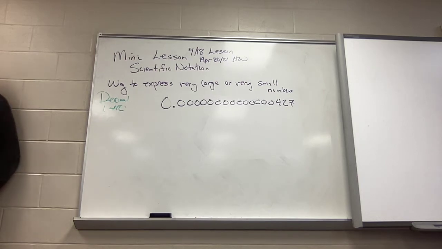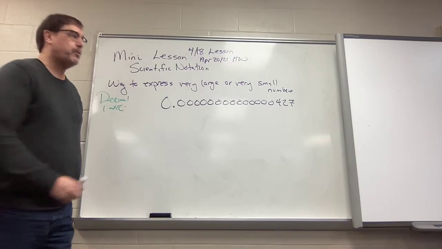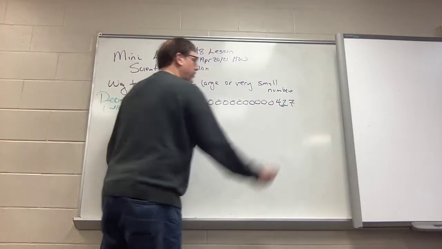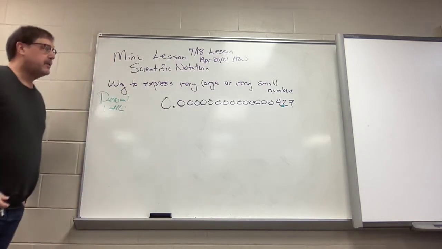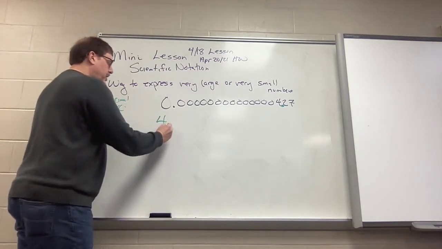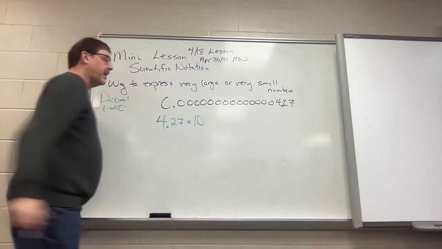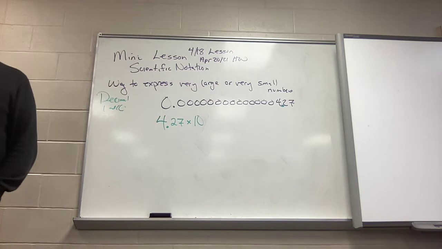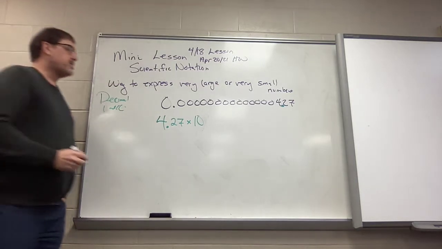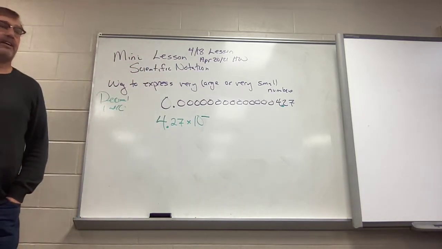To make this into scientific notation, we put a decimal, make this number between 1 and 10. So we go here, and I put a decimal to make that 4.27. So I write this as 4.27. When I'm writing it, it's times 10 to the. And now I count from the original decimal to the other. It doesn't matter which way you count. When it's a small number, it's a negative exponent.